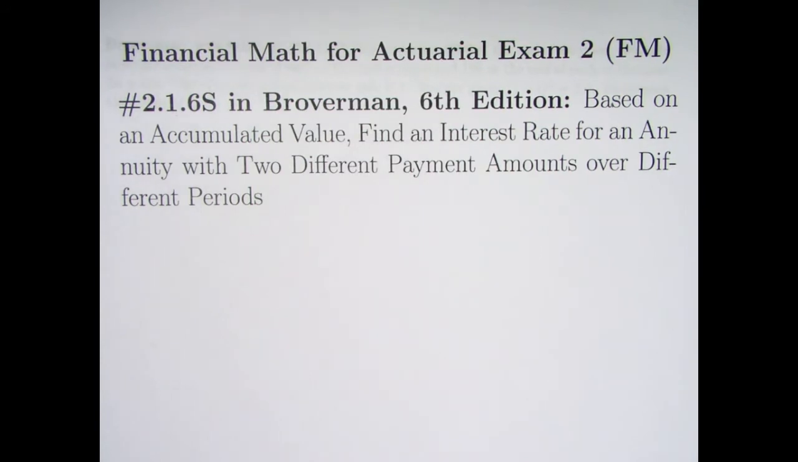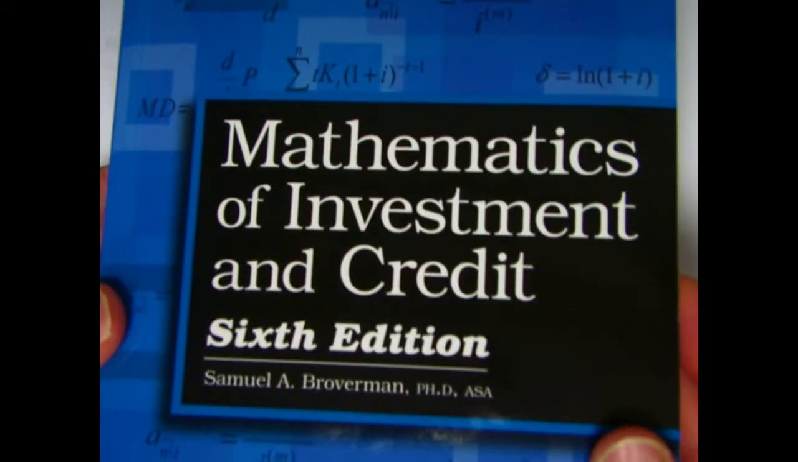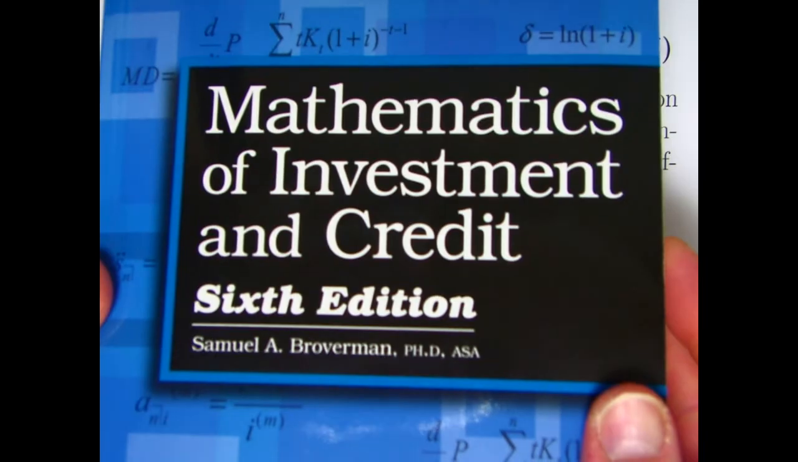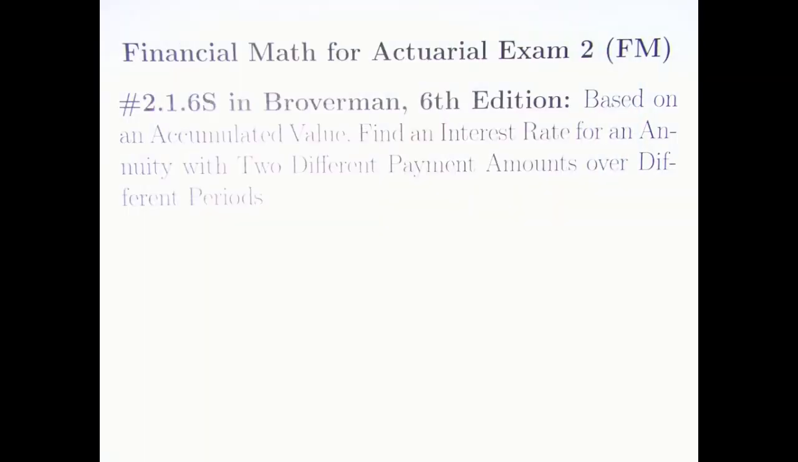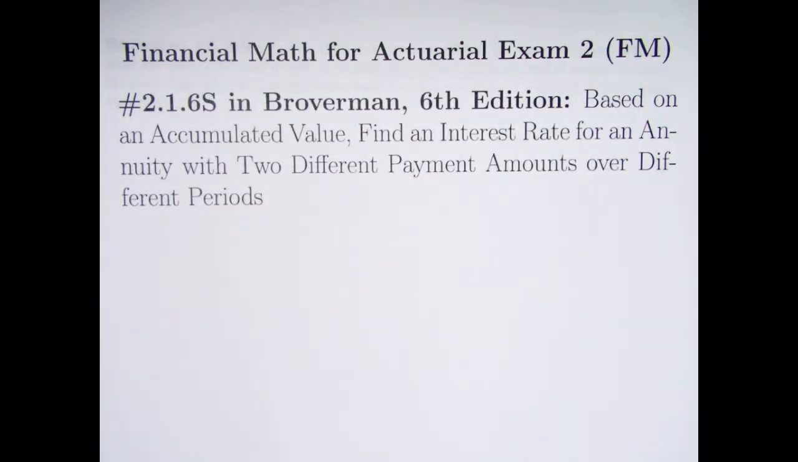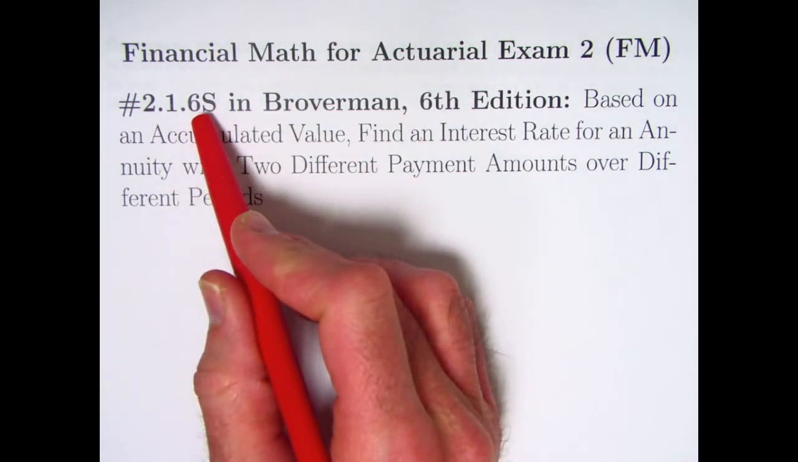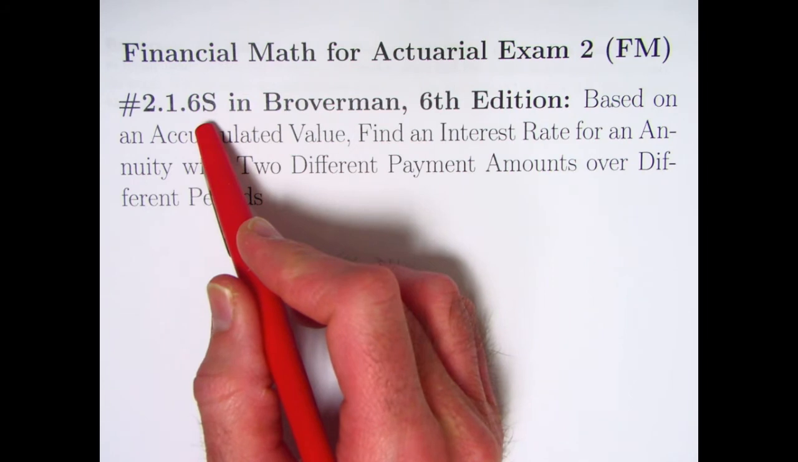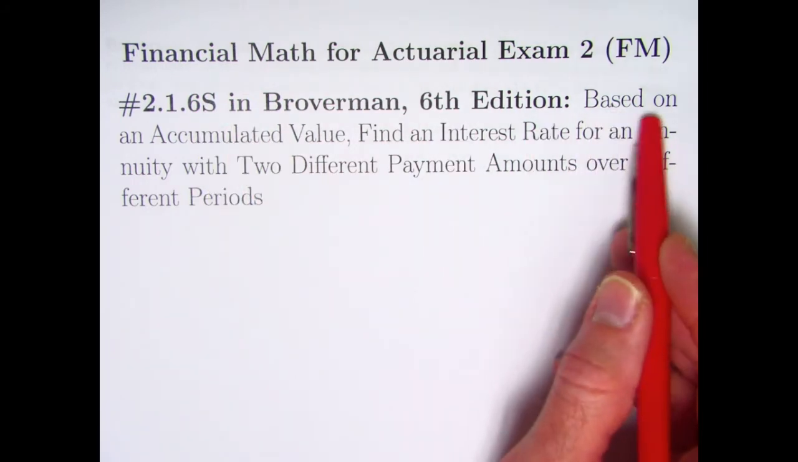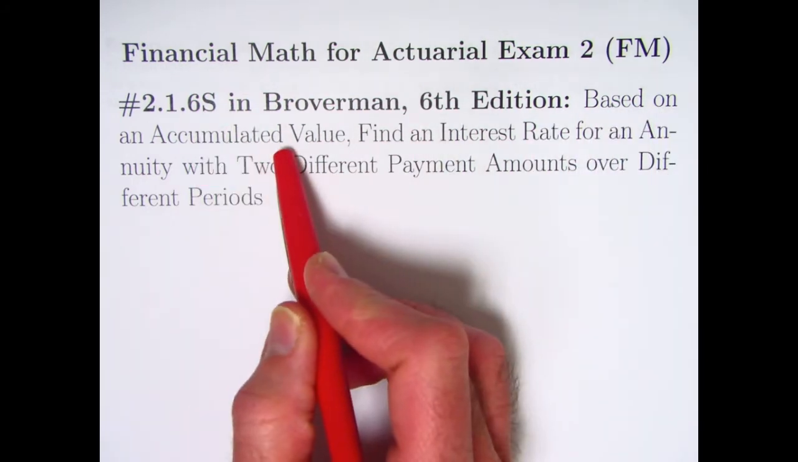I'm doing problems from the book The Mathematics of Investment and Credit, 6th edition by Samuel Broverman. This is the first video where we're looking at a problem from Chapter 2. This problem, 2.1.6s, the S means it's an old Actuarial Exam 2 problem. It's based on an accumulated value.